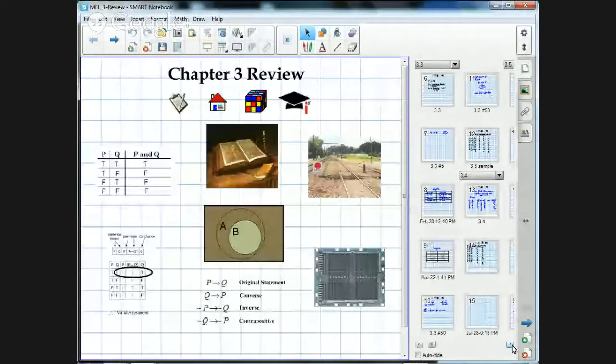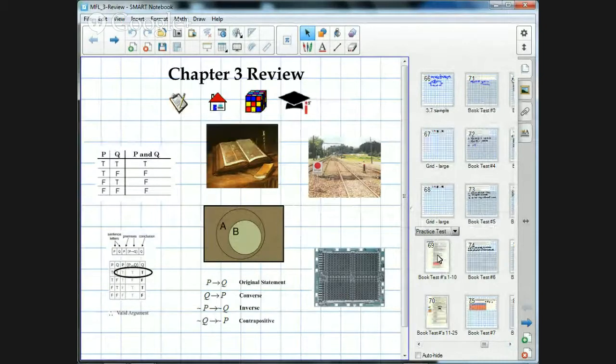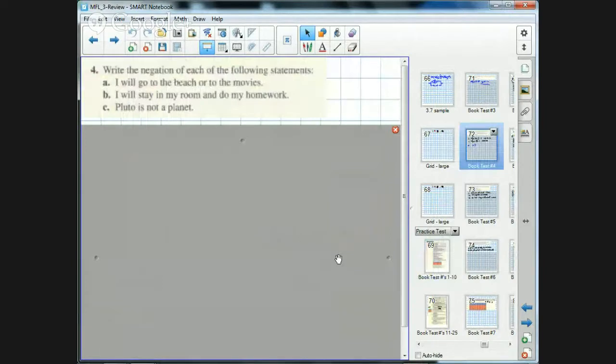Watch it. Negations are a little bit tricky. I see in number 4. Yeah, and I've got this review file up on the screen now. Okay. I'm going to go to the actual review questions here. Yeah, here's number 4 coming up. Okay, let's just practice this. What do you think would be the negation of statement A? Let's see. The negation. I will not go to the beach. Or to the movies.